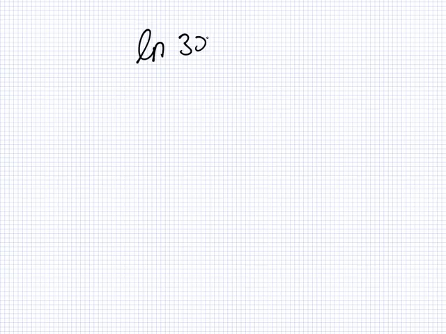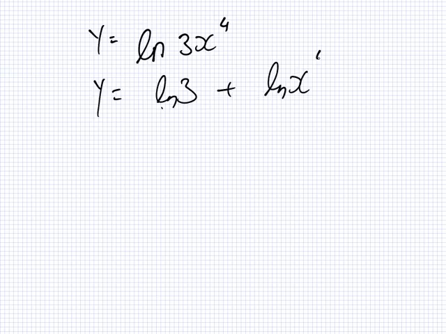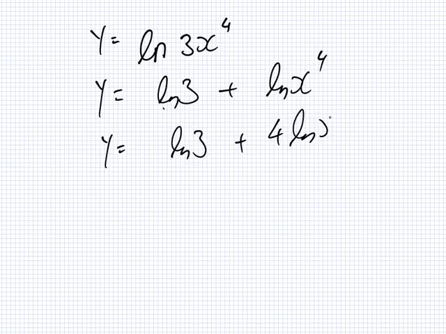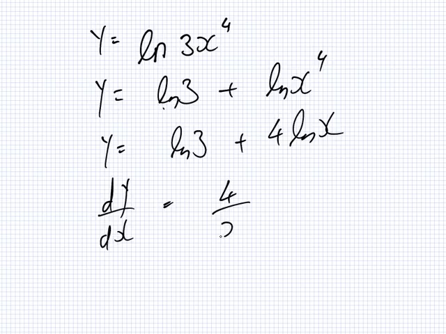Log of 3x to the power 4. So, does anybody know how to differentiate this? What to do here? First, log 3 plus log x to the power 4. Then log 3 plus 4 log x. Then we can differentiate. So we'll get 4 over x, and that's the answer.